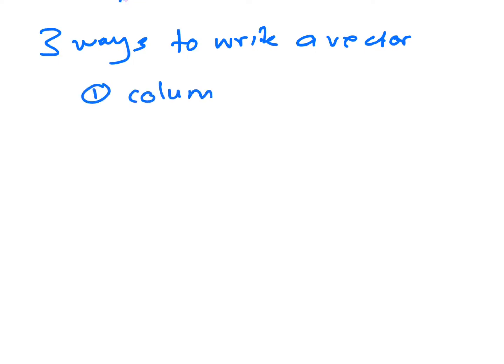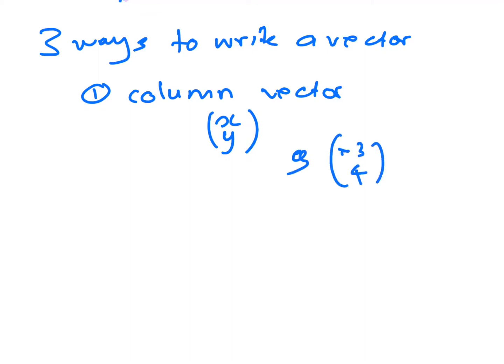Now, there are 3 ways to write something as a vector. First of all, we have a column vector. A column vector is in the form of x, y. For example, you have minus 3, 4. That first one there is your x, so that means go minus 3 in the x direction: 1, 2, 3, along there. And the 4 means go up 4 because it's positive: 1, 2, 3, 4. So that would be the vector here, and it is going in that direction there.